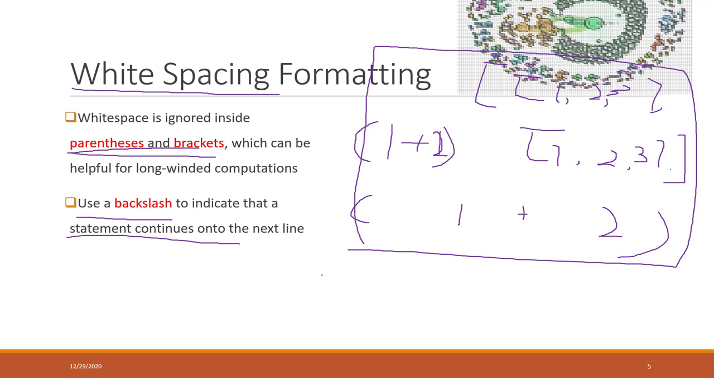So if you have a very long calculation, for example, 1 + 2 + 3, if that is very, very long, and you want to put it into one page, you don't need to move around. You can add a backslash like this, and you can continue the other calculations here. Cool. So that will make your code more readable.